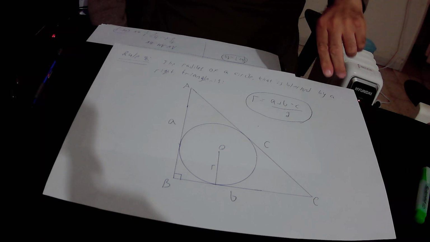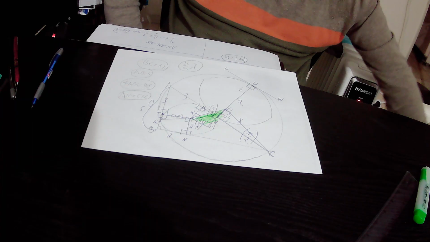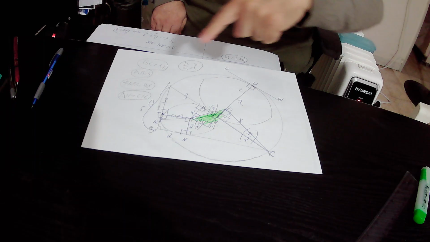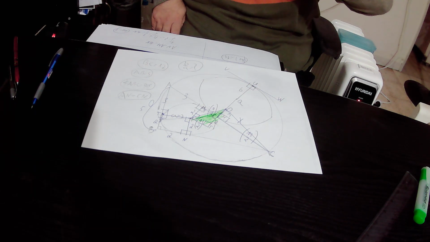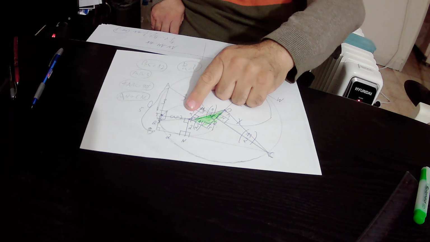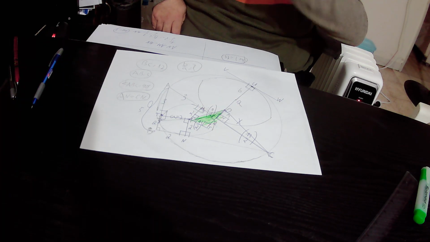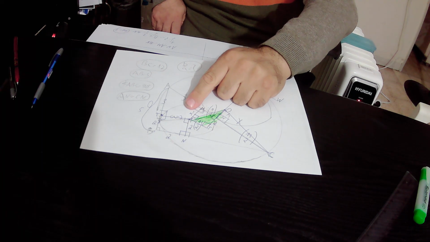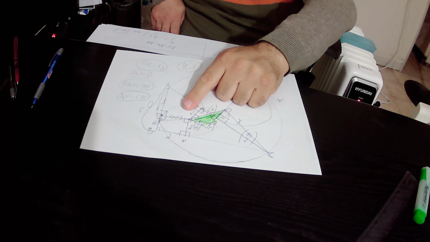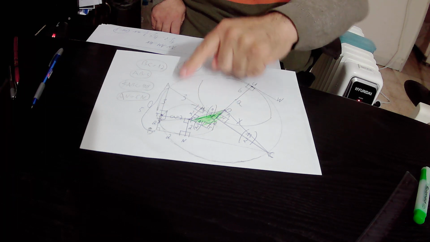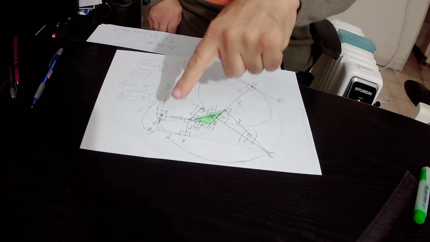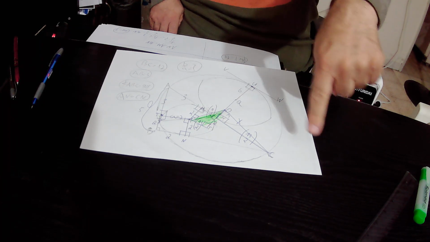Okay, so we can implement rule number 8 in our drawing. In our drawing, we have the right triangle ABC that blocks the circle. The radius of this circle is A. So you can find out the radius A according to rule number 8. A must be equal to AB plus BC minus AC over 2.